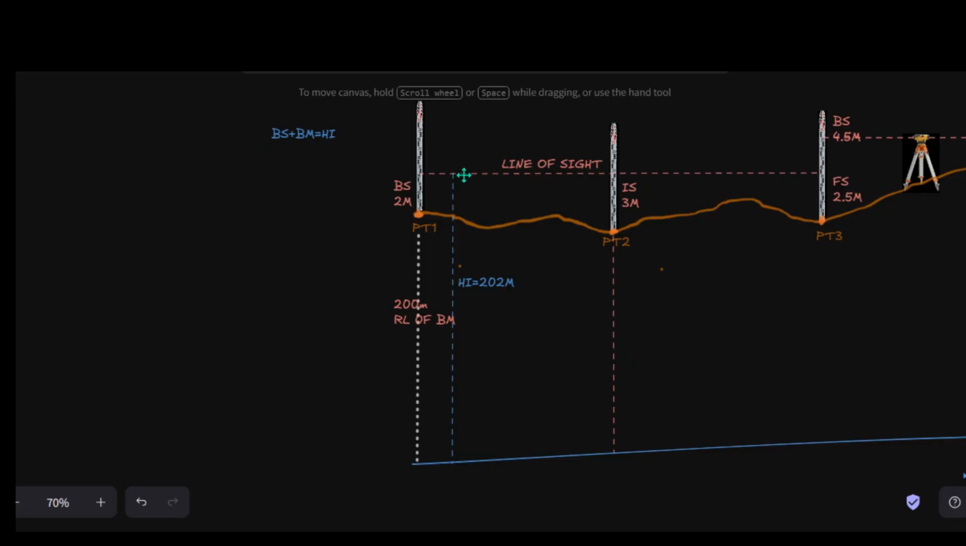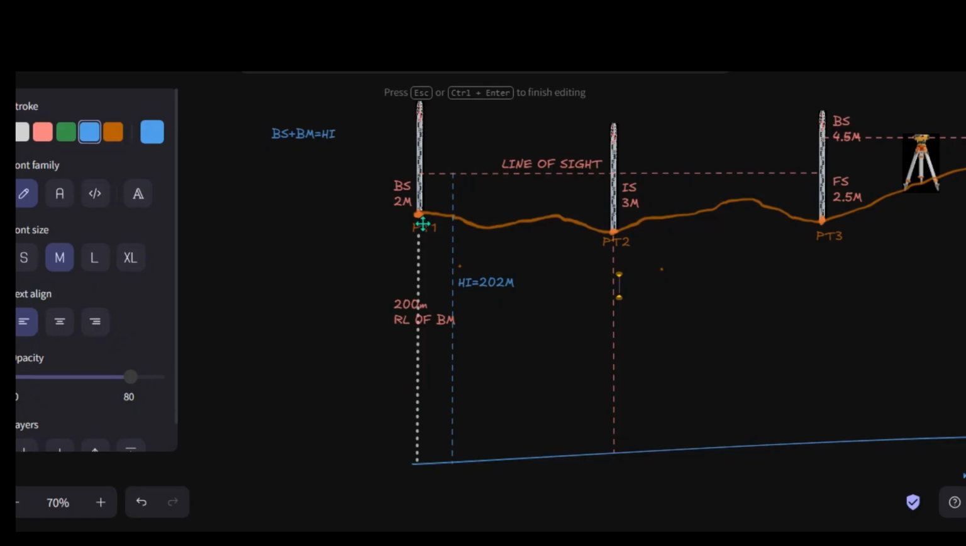You know the total height here to be what? 202 meters. Okay. So what will now be this small fraction here? Since you know from here to here is 202 meters, what will now be this larger fraction here? It's just subtracting the intermediate sight from the total height that you know, that is the height of the instrument, to get the reduced level here. So reduced level of point 2. Remember, this is also a reduced level, but since it's a known point already, it's called reduced level of benchmark. That is reduced level of point 1.